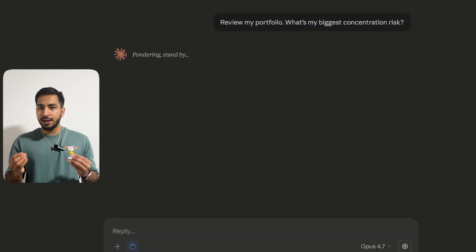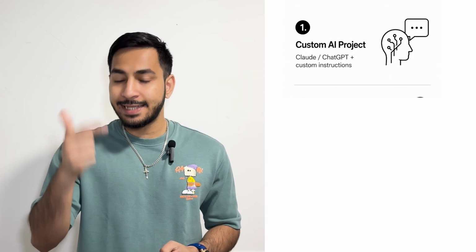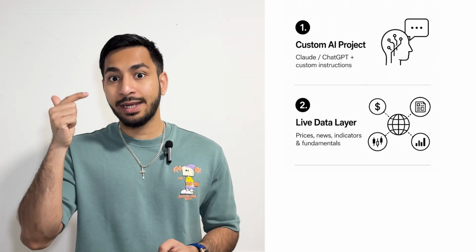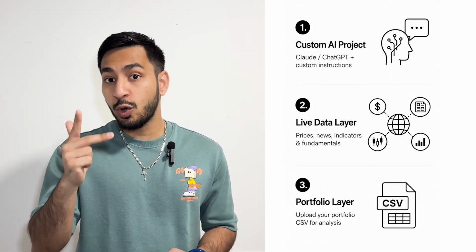Also, this is a simplified version of an AI agent to get you started. You can always build a more advanced AI agent later, but for today's video, let's stick to the basics. We'll build the agent in 3 layers. First, by giving custom instructions to our AI agent. Second, by giving it a data connection so that it can read real-time data. And third, connecting your own portfolio or database.